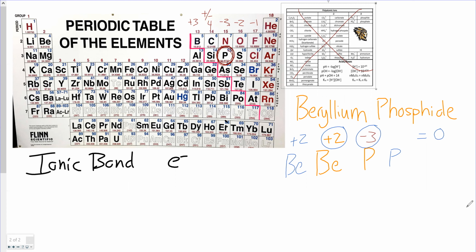What's the least common multiple between 3 and 2? What can I multiply those numbers by and they equal the same number? Least common multiple between 3 and 2. Any guesses? 6. Excellent. So what do I need? How many of these do I need to get this to 6? This is a +2. So how many do I need of these altogether? 3. 3 of them. So here's another BE. Here's another +2. So now these 3 together equal +6.